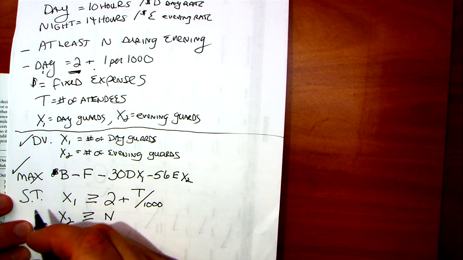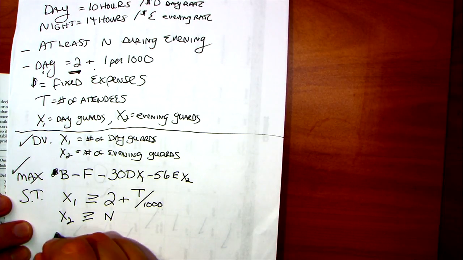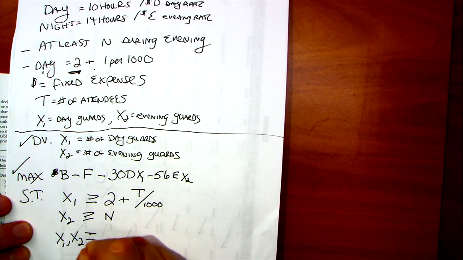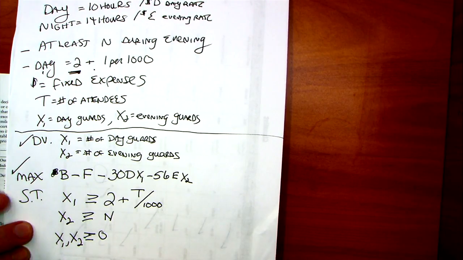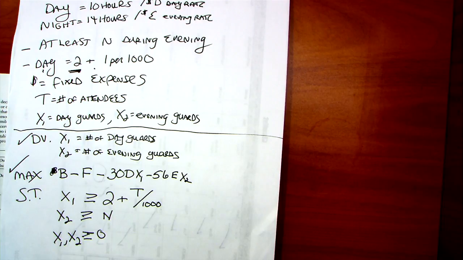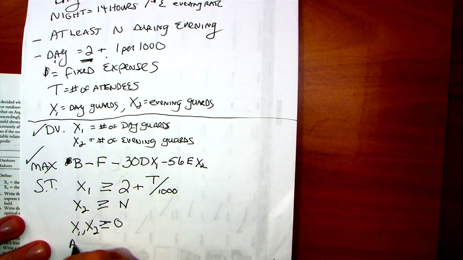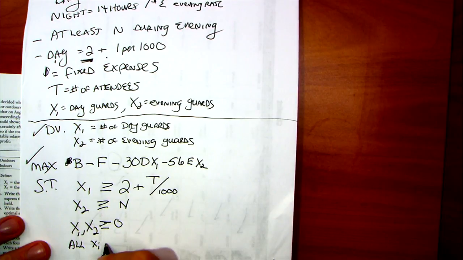We can't hire negative guards, right? There's people that do negative work, I know, but we can't hire negative guards, so we're going to say x1, x2 greater than or equal to 0. And in this case, we're just saying we either contract you for the event or not. So we can't really hire 0.25 of a guard, right? So the other constraint that we would build in is we just say all x are integer.